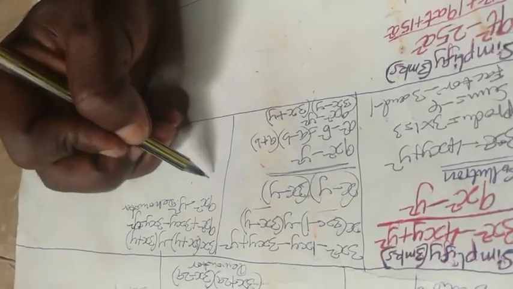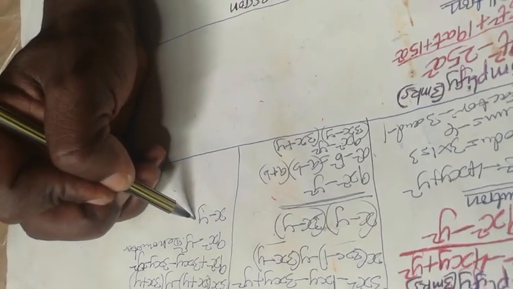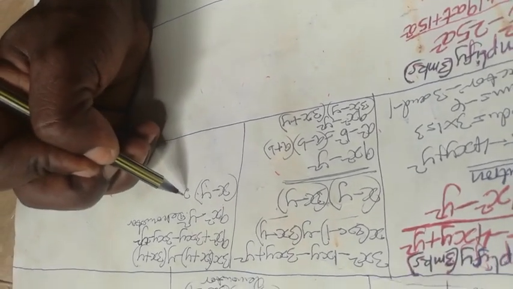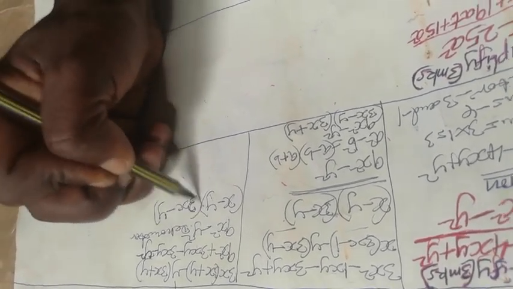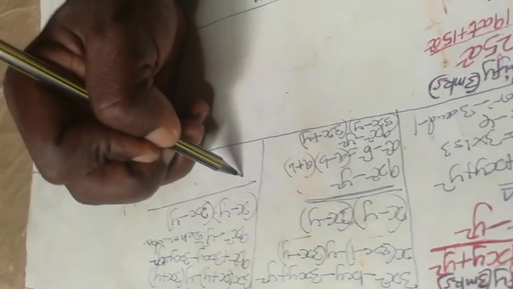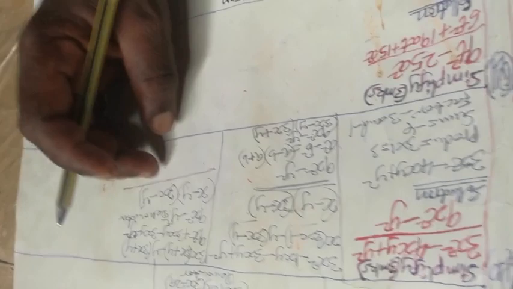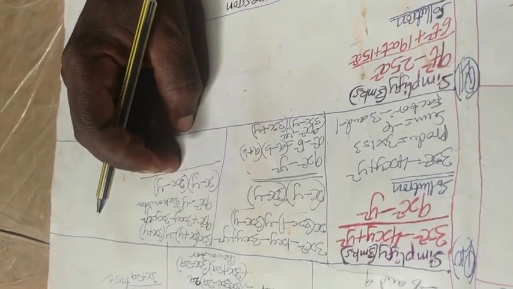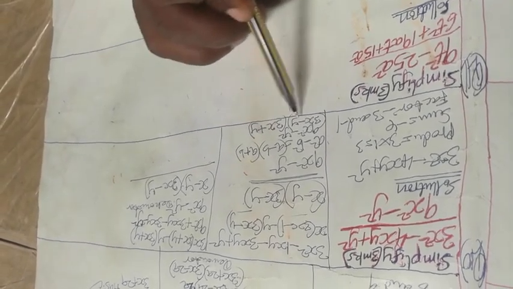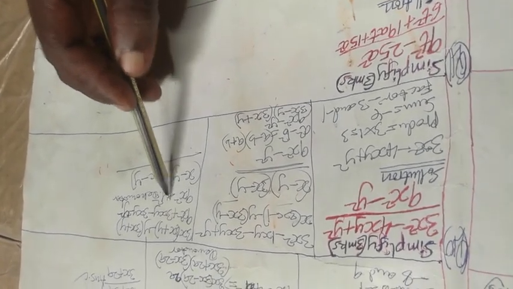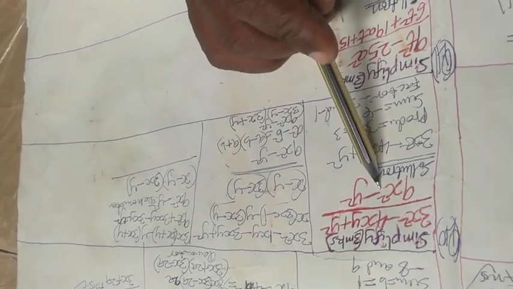Hence our numerator is x minus y into brackets 3x minus y, all over. We were to confirm this part of the question. We have gone to the original. This part is what we have been given here.